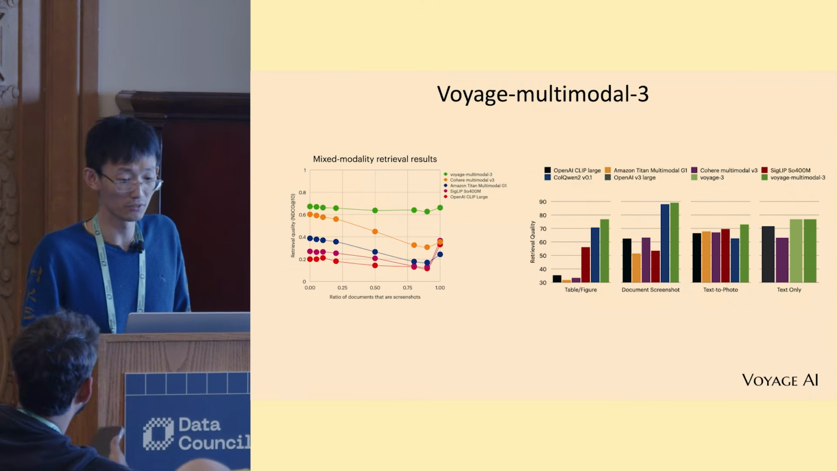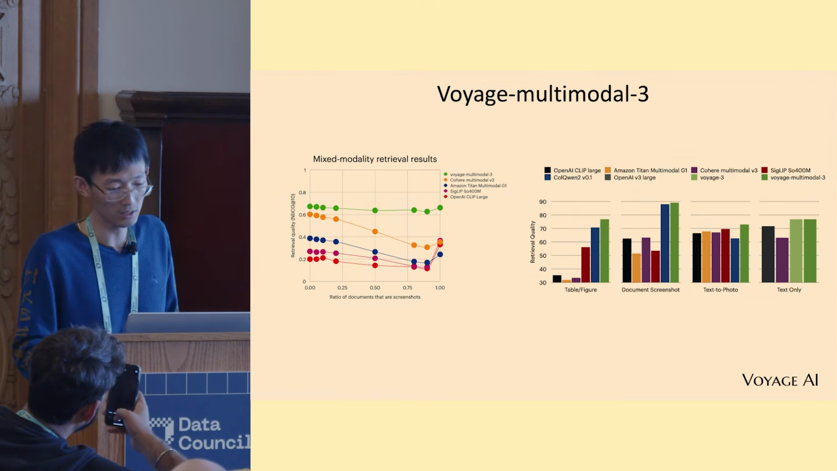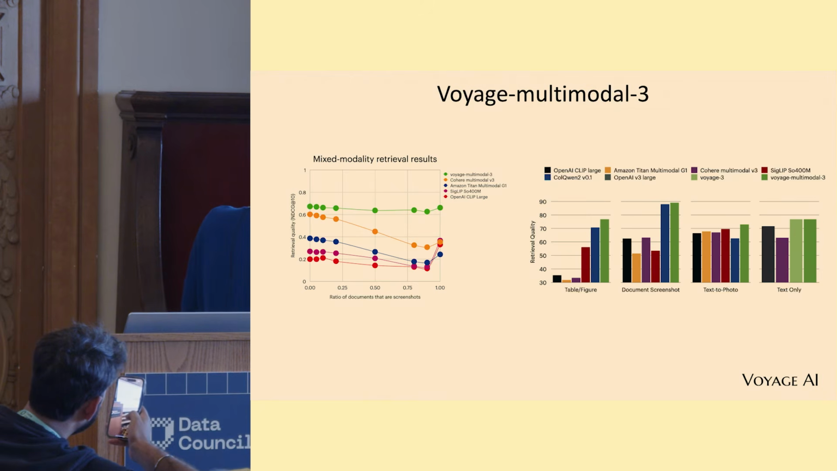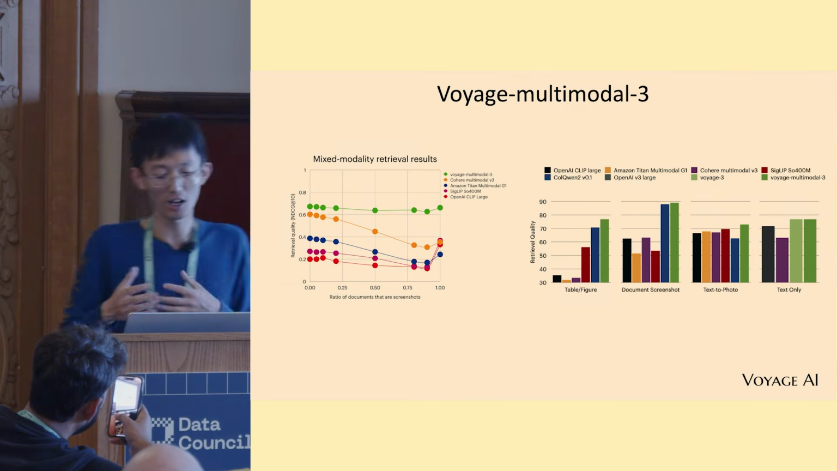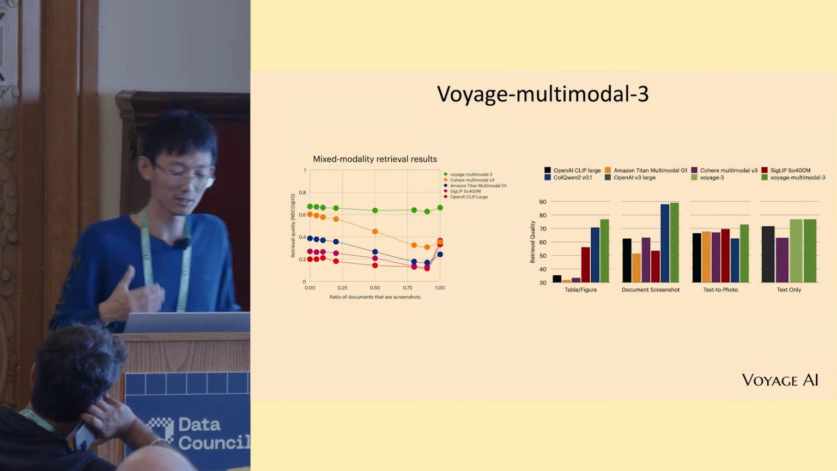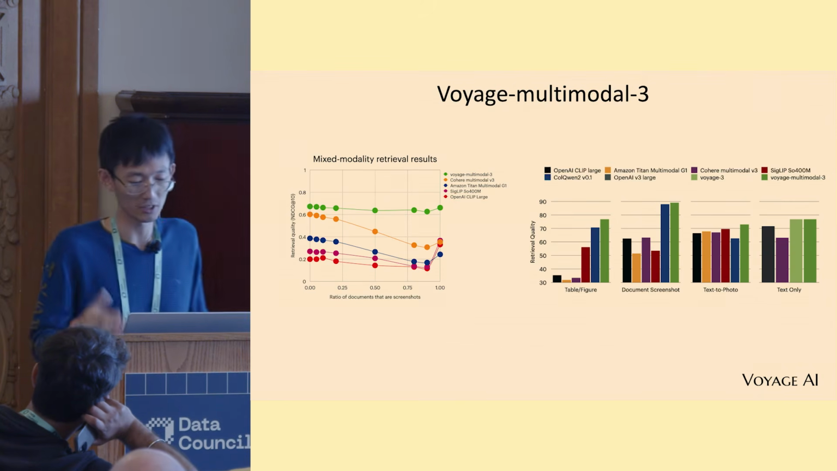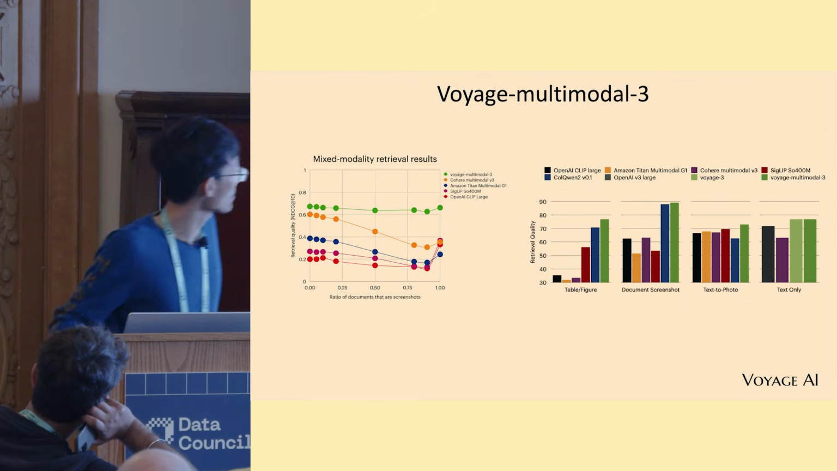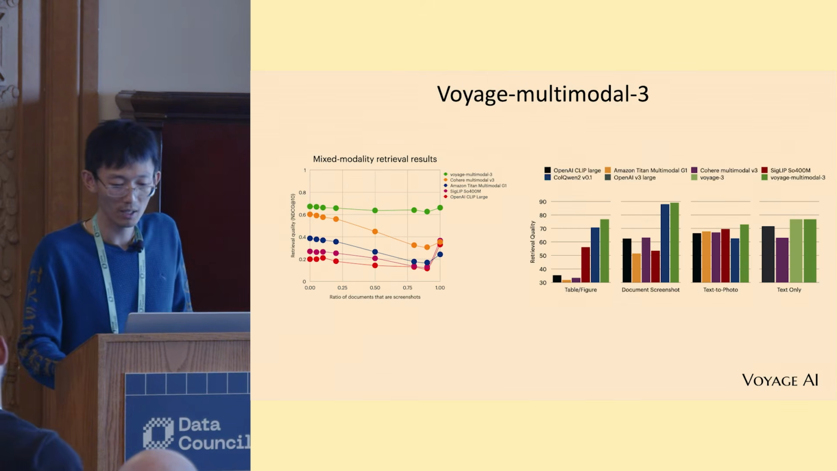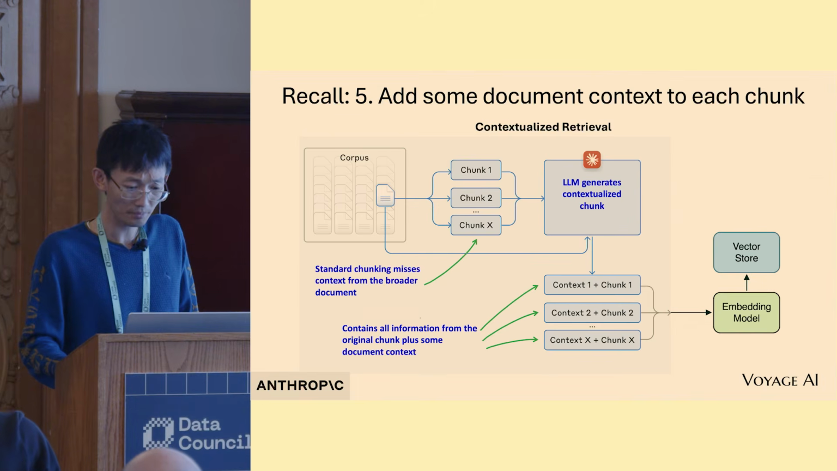So we have Voyage Multimodal 3, where we address this issue. Concretely, we evaluate this mixed modality retrieval issue by mixing images and text. We found that no matter how you mix the images and text, the performance remains the same. It doesn't depend on the mixing ratio between images and text. We also evaluate on different datasets, especially in the document screenshot setting, where we take screenshots of PDFs, images, tables, slide stacks, and so on, and we see very good performance.